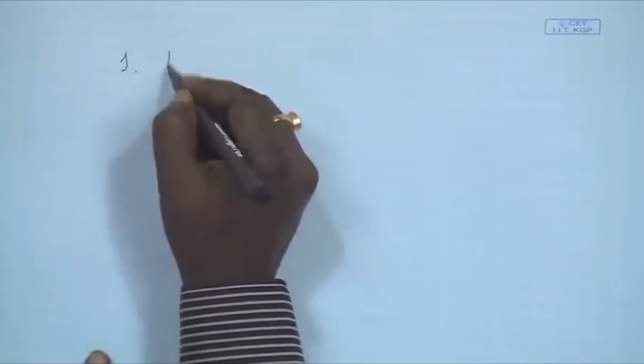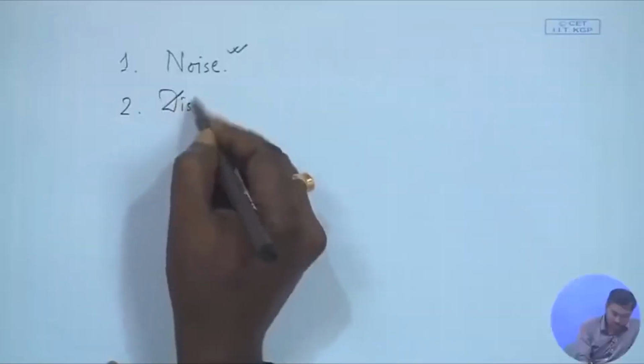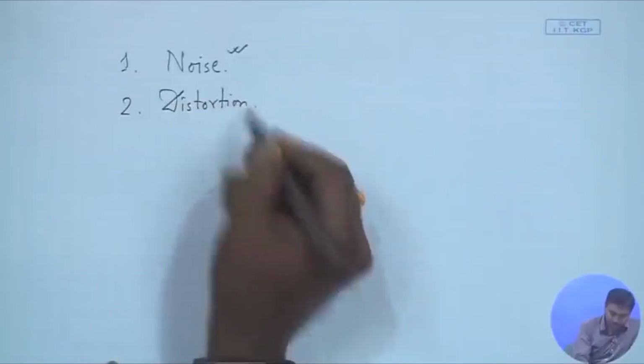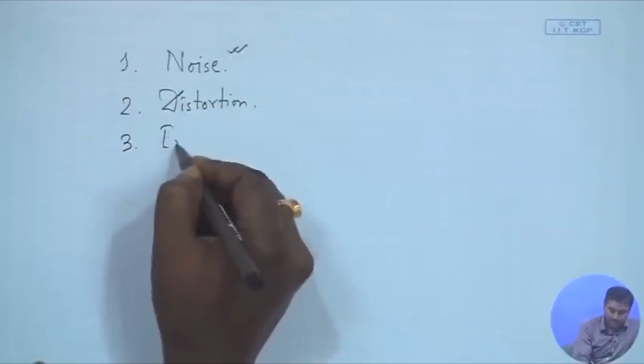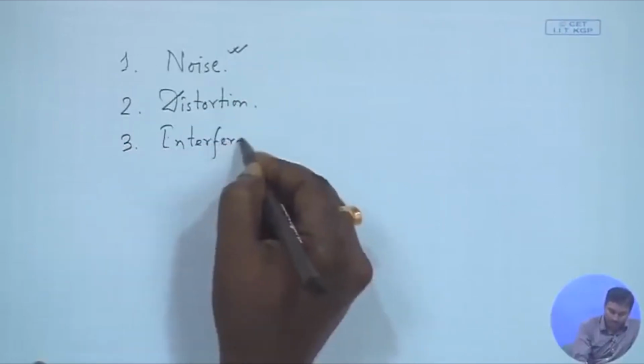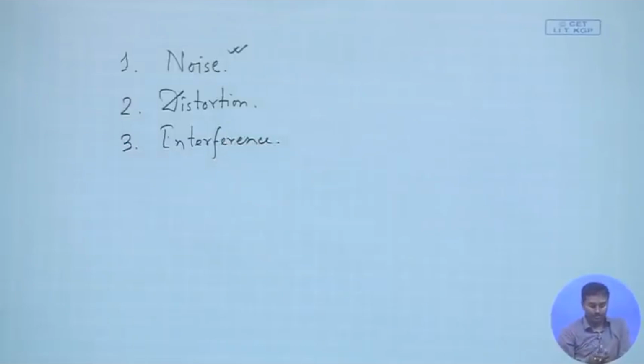So the first thing is that a channel can introduce noise. This is probably the most important part of communication. What is noise and how does noise affect? A communication engineer must know very well about noise, and that's probably the biggest enemy, our biggest threat. The second is distortion, and the third is interference. Let's talk about them one by one.